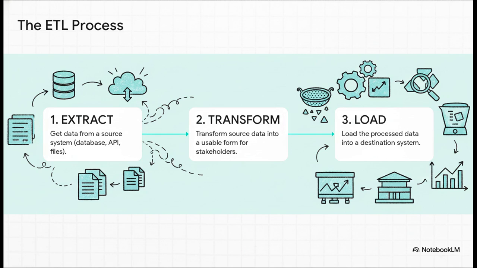The best way to think of it is like you're following a recipe. First, you extract. You gather all your ingredients from different places, like your app's database or some random API. Next, you transform. This is where you chop the veggies, mix things up. You're cleaning the data, changing formats, combining it. And finally, you load. You serve the dish. You put that clean, ready-to-use data into its final home, like a data warehouse where the analysts can finally work with it.